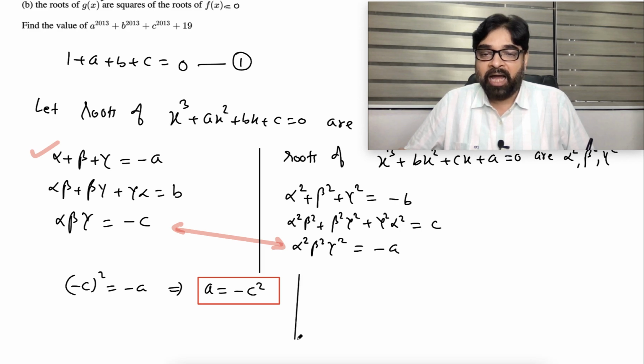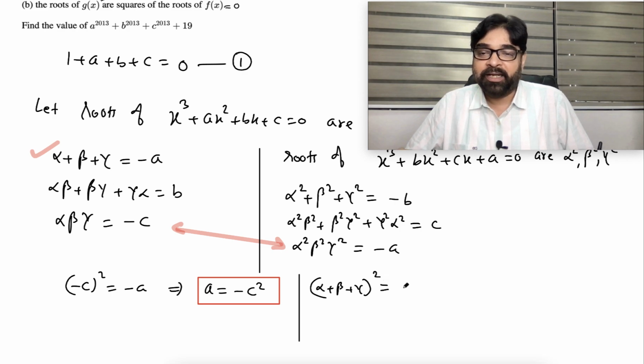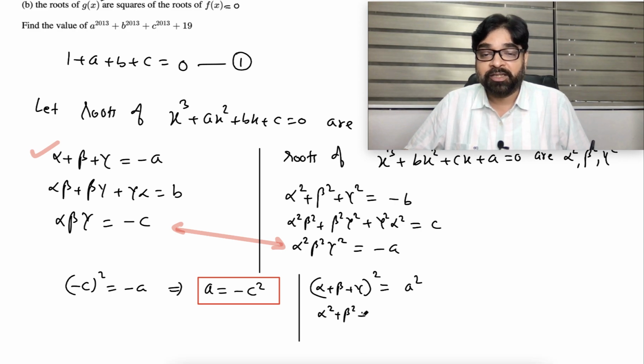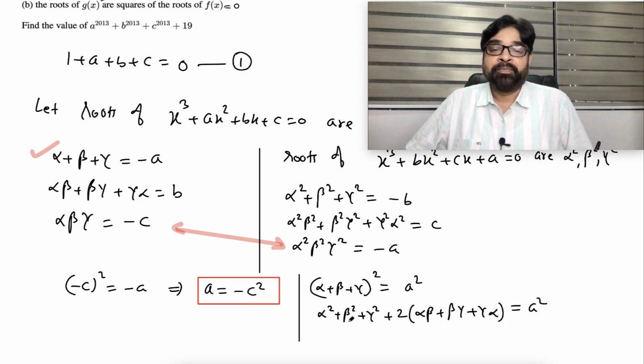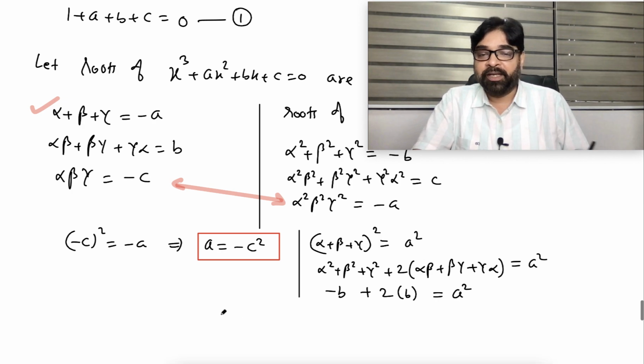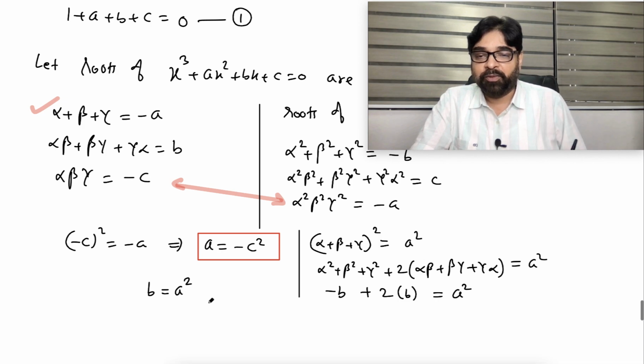What will you get? Watch it. Alpha plus beta plus gamma, the whole square, will be equal to minus a whole square, means a square. But alpha plus beta plus gamma whole square is alpha square plus beta square plus gamma square plus 2 into alpha beta plus beta gamma plus gamma alpha, equal to a square. But alpha square plus beta square plus gamma square is minus b. So minus b plus 2 into b, since alpha beta plus beta gamma plus gamma alpha is b, equals a square. Yes or no? So minus b plus 2b is b, so b equals a square.